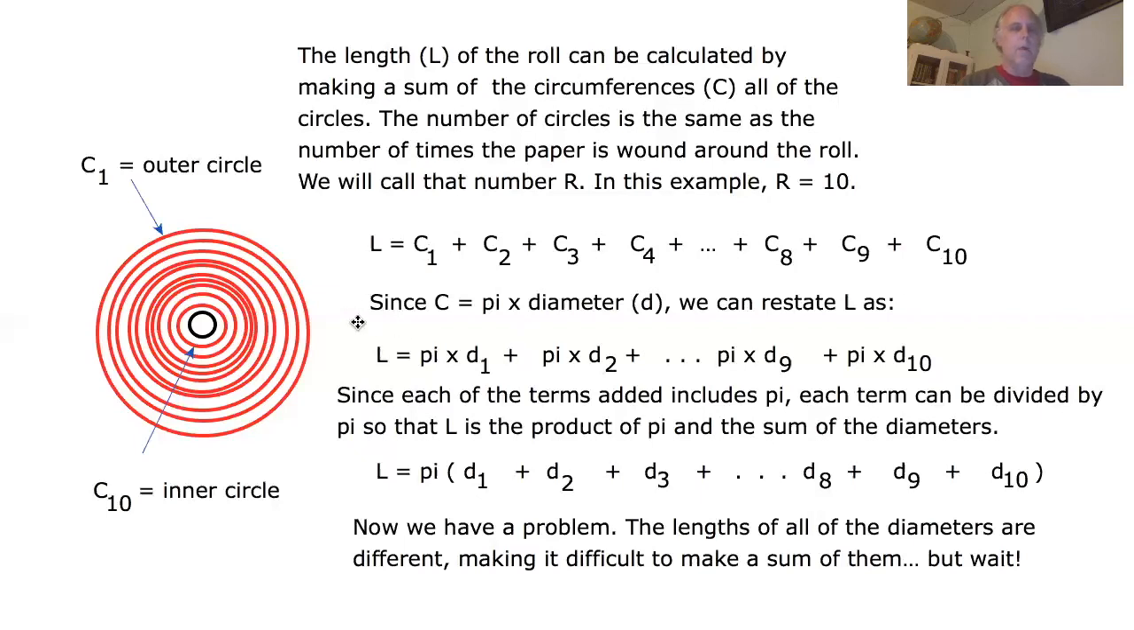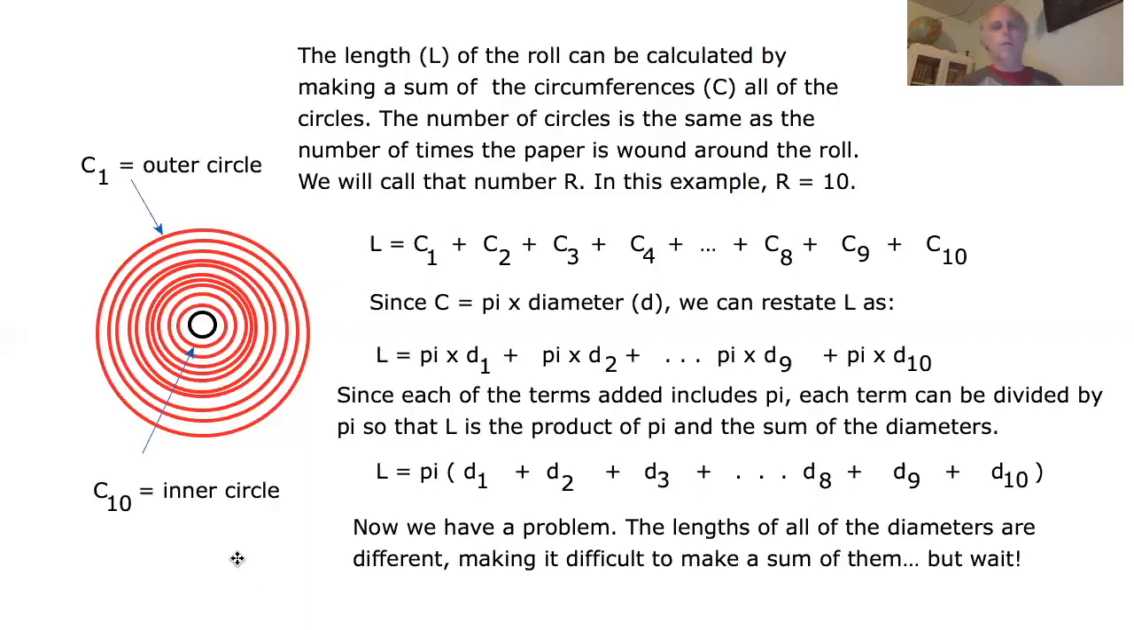Now, you recall that the circumference of a circle can be calculated by multiplying pi times the diameter of the circle. We indicate the diameter with a small letter d. So this same formula can be restated so that L is equal to pi times d1 plus pi times d2, etc., all the way to pi times diameter number 10. So instead of indicating their circumferences, we have pi times the diameters.